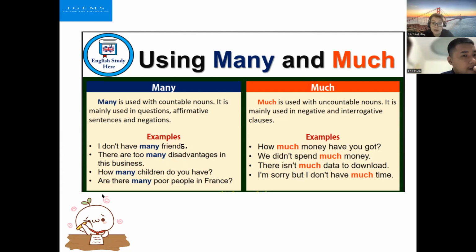Are there many poor people in France? Okay. Much. How much money have you got? We didn't spend much money. There isn't much data to download. I'm sorry, but I don't have much time.